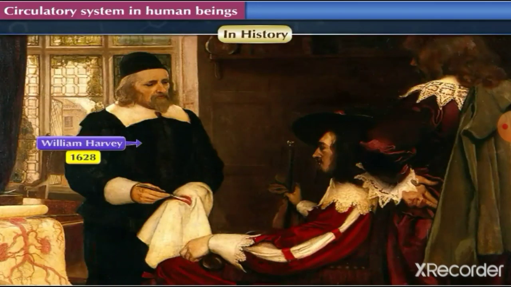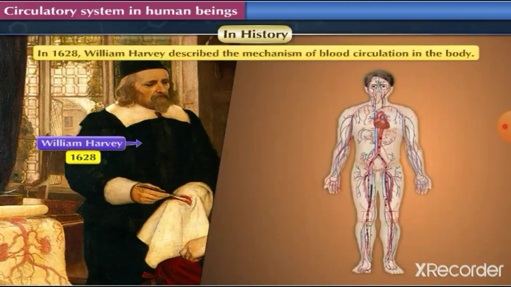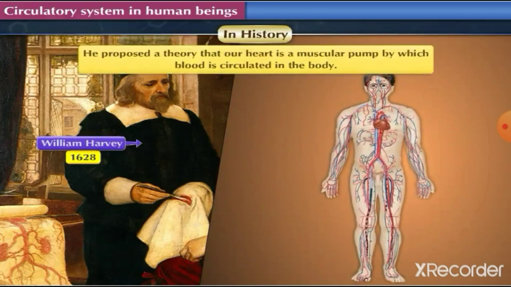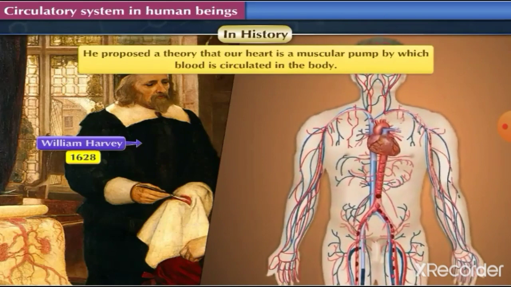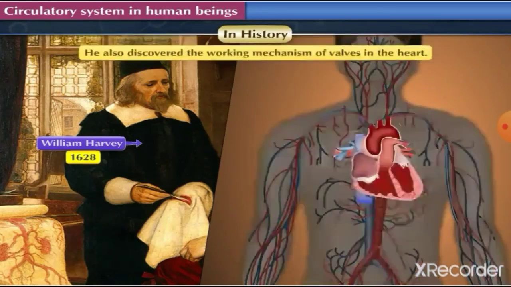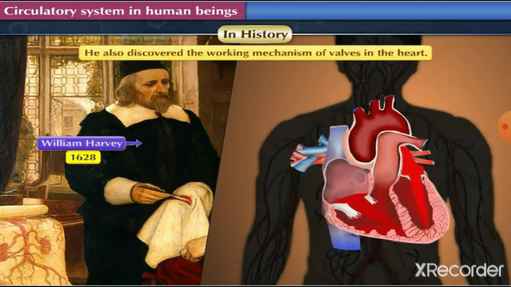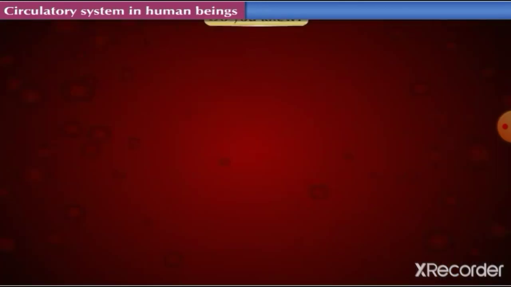In history, in 1628, William Harvey described the mechanism of blood circulation in the body. He proposed a theory that our heart is a muscular pump by which blood is circulated in the body. He also discovered the working mechanism of valves in the heart.